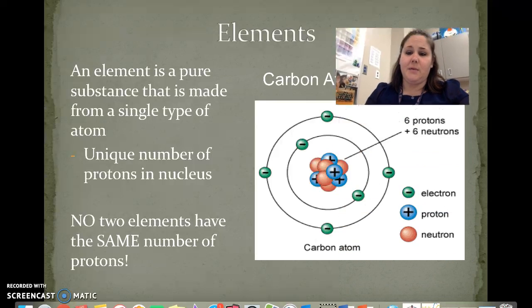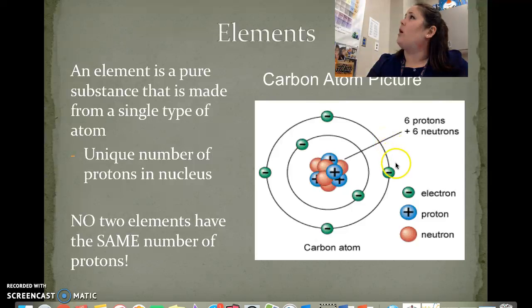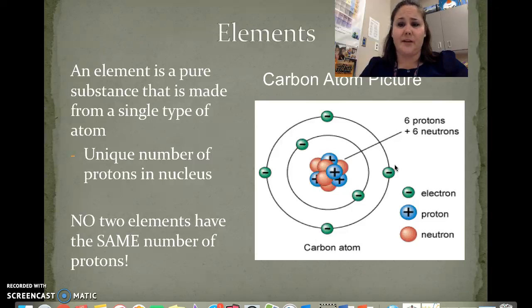The atomic number is how many protons there are. So if they have 6 protons, they're going to have a 6 in their corner, and it'll be specifically called carbon. So carbon specifically has 6 protons. No two elements have the same amount of protons. So an element is a pure substance.